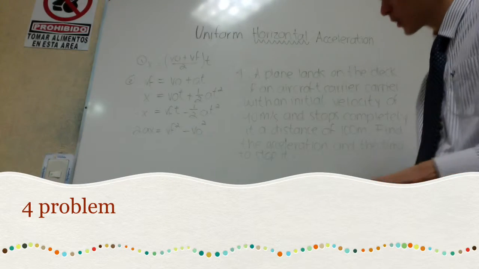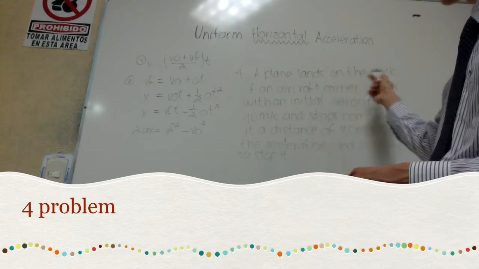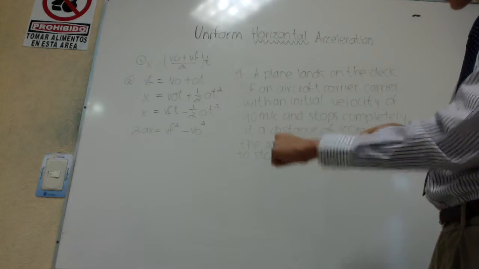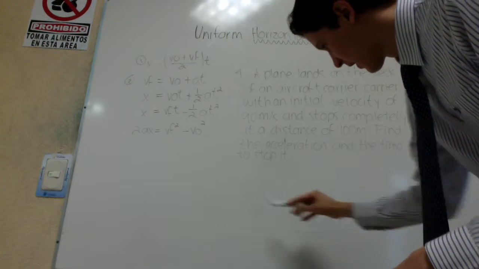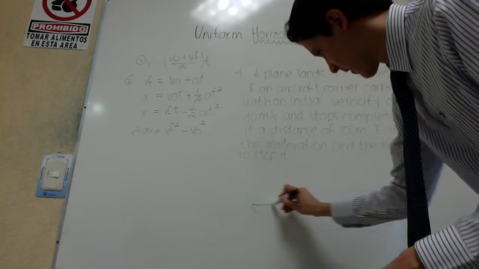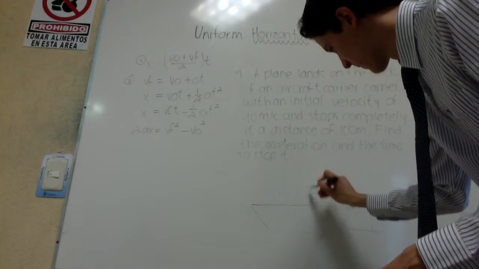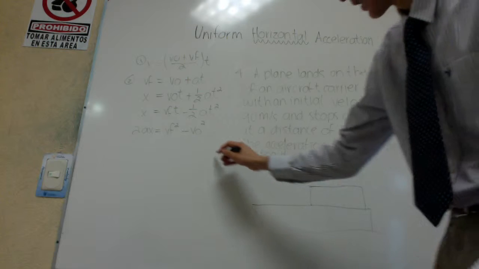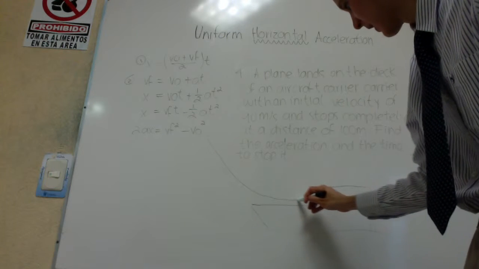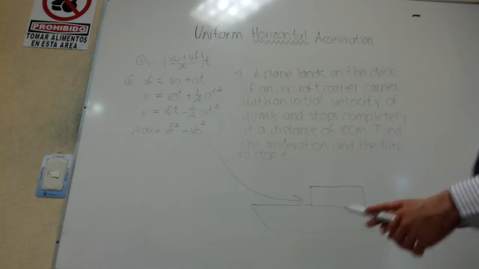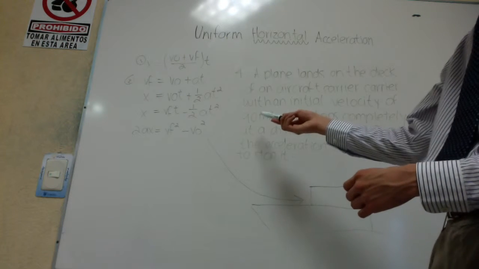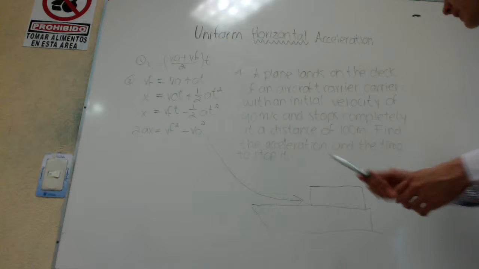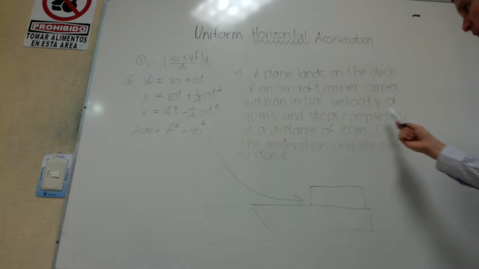So the next problem reads as follows. A plane lands on the deck of an aircraft carrier. So we are probably at sea and have an aircraft carrier over here, and a plane comes in flying and lands on the aircraft carrier. And they tell me that the initial velocity was 90 meters per second, and then the plane stopped completely.